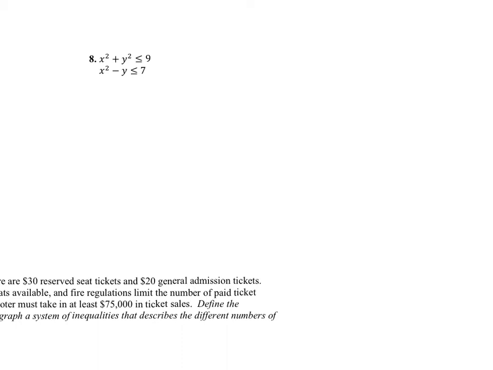Okay, number eight on the 7.5 homework. I'm going to look at the first equation. It has an x squared and a y squared, which you should recognize as the standard form for a circle. So the center would be at 0, 0, and the radius would be 3, because it's the square root of 9.